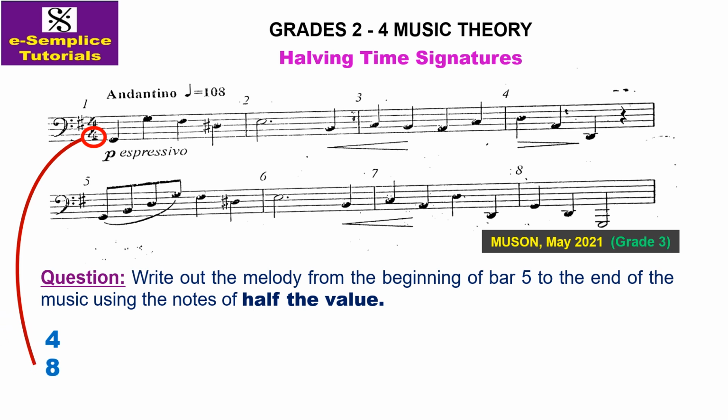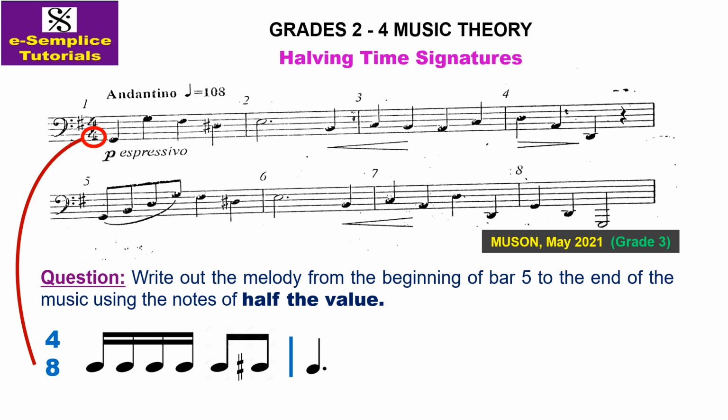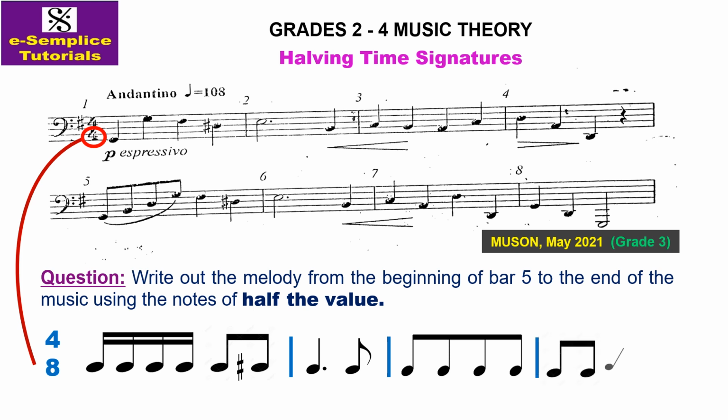So we are starting from bar 5. The first 4 notes in bar 5 are quavers. If you have those, you'll have 4 semiquavers, followed by a crochet, which becomes a quaver and another quaver. The bar line. Let's work on the second bar. That's bar 6 now. Bar 7. Bar 8. And the final bar.